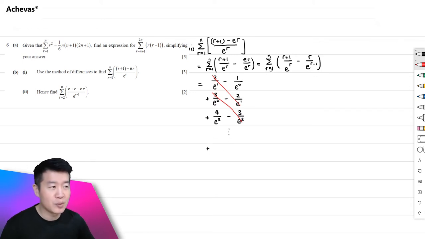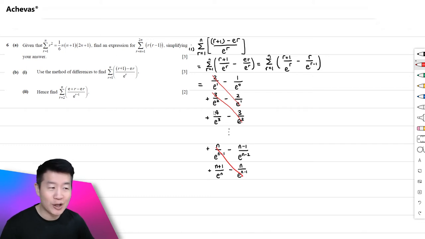The second last row will be when r is equal to n minus 1. So n minus 1 plus 1 is n divided by e to the power of n minus 1, minus n minus 1 divided by e to the power of n minus 1 minus 1, n minus 2. Then plus the last term, when r is equal to n. So that will be n plus 1 divided by e to the power of n, minus away n divided by e to the power of n minus 1. And we can see the same pattern of cancellation.